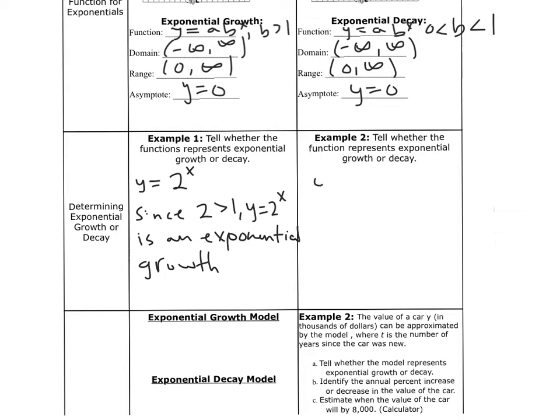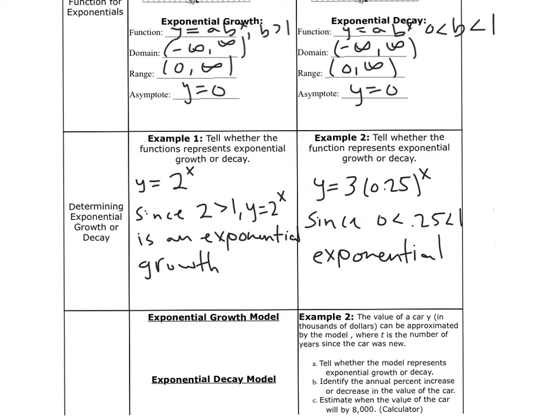Say I had y is equal to maybe 3 times 0.25 raised to the x power. What is this going to be? Well, a is 3, but what's most important is the b value, right? Since the b value is less than 1, but greater than 0, we have an exponential decay. So, since the 0.25 is greater than 0, but less than 1, it's going to be exponential decay.